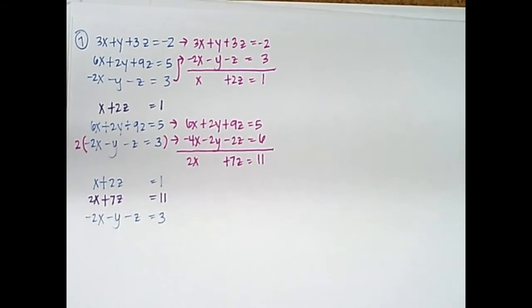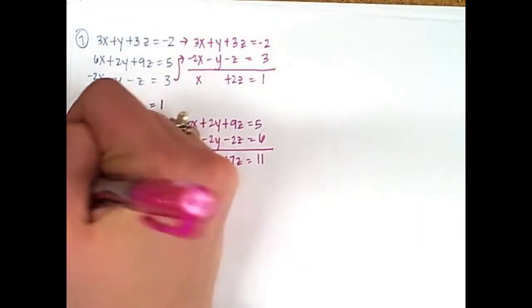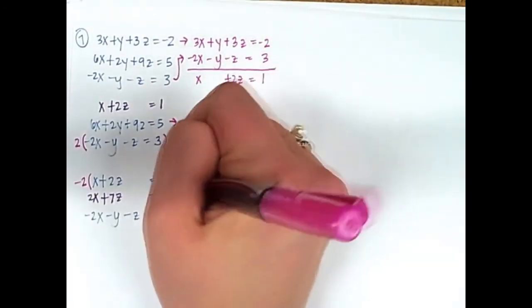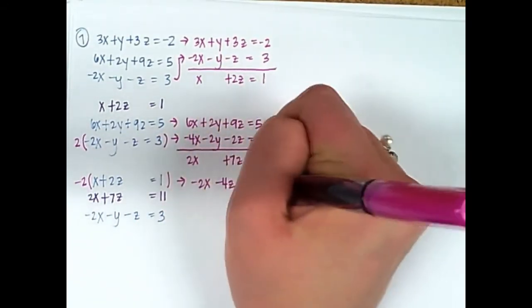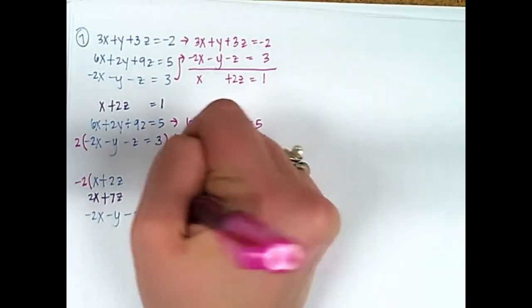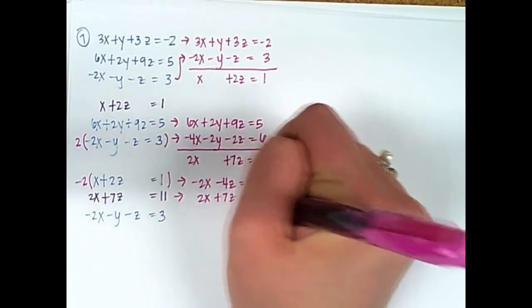Okay, so at this point, I am going to use my top two equations to eliminate either my x's or my z's. Now, because I have x and 2x, and then 2z and 7z, to me, it makes more sense to start off by getting rid of the x's. So I'm going to multiply this through by negative 2. So negative 2x minus 4z equals negative 2. And then my second one's going to stay the same. 2x plus 7z equals 11.